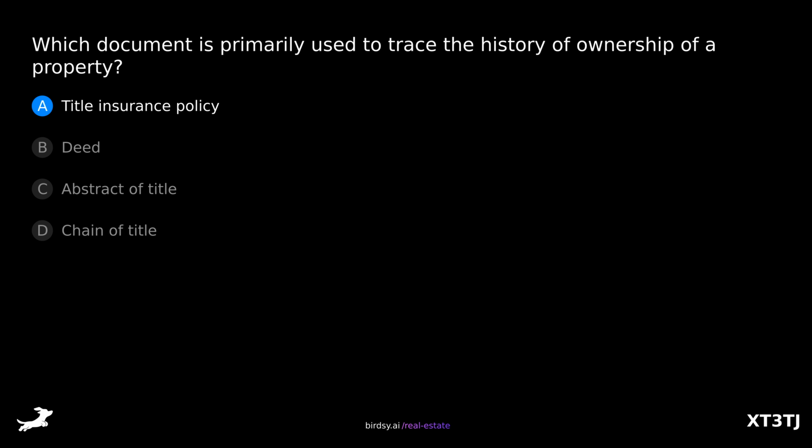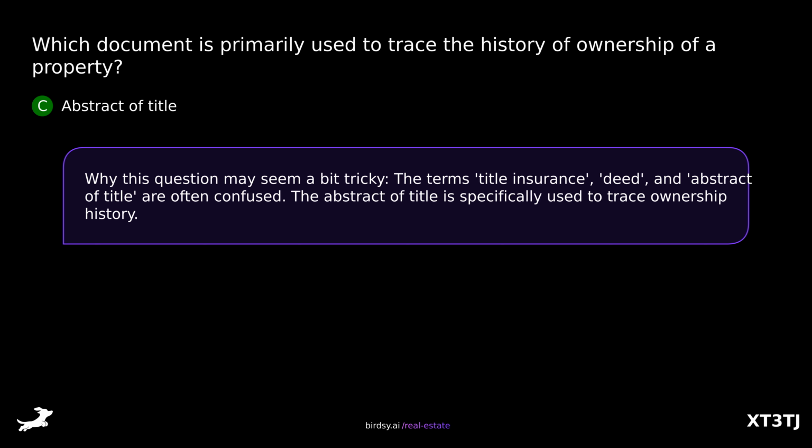Is it A, title insurance policy, B, deed, C, abstract of title, or D, chain of title? The answer is C, abstract of title. Why this question may seem a bit tricky: the terms title insurance, deed, and abstract of title are often confused. The abstract of title is specifically used to trace ownership history.